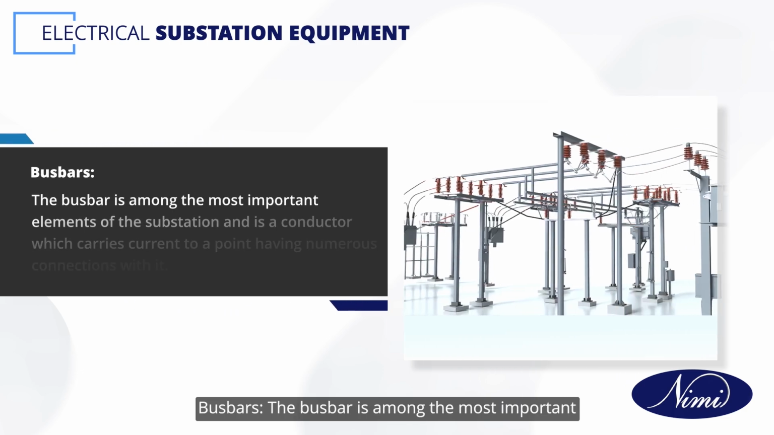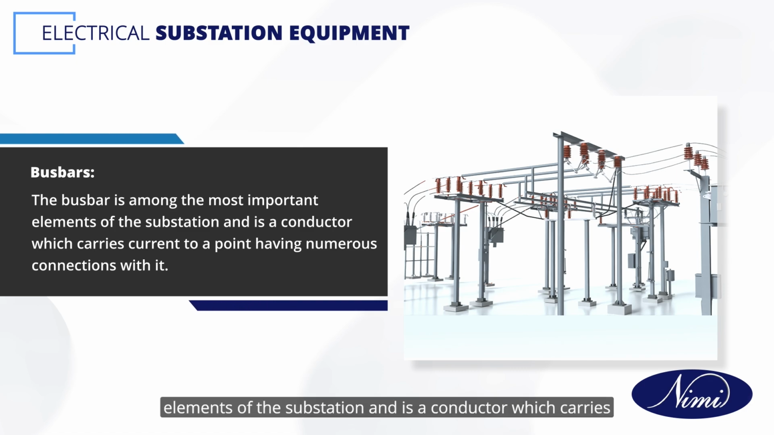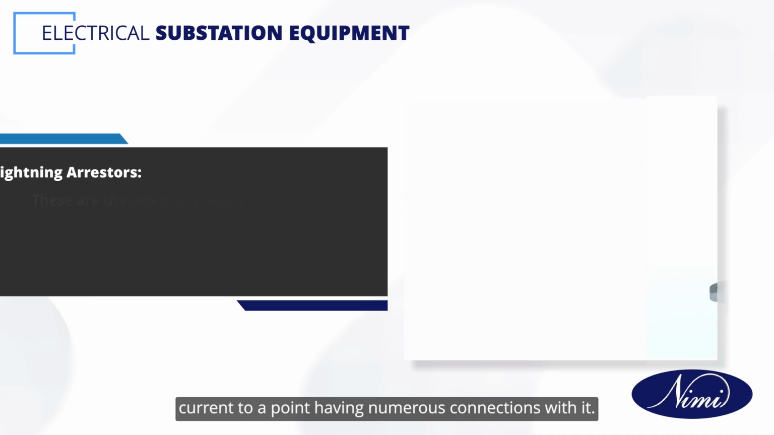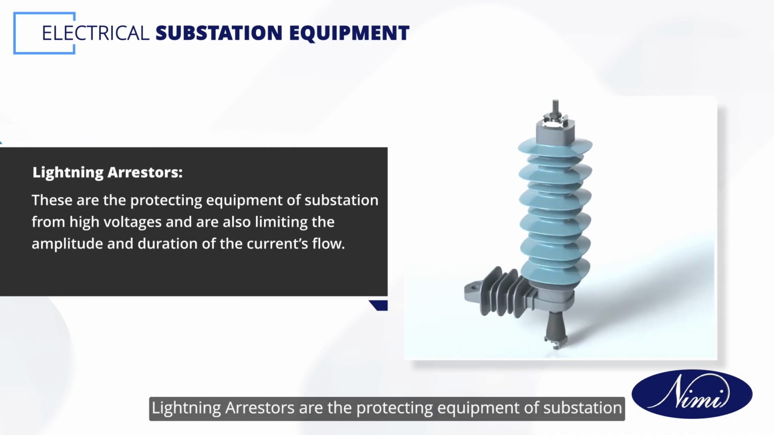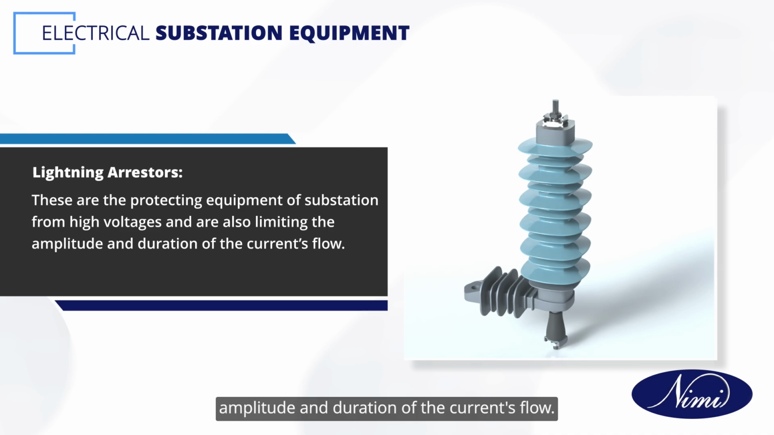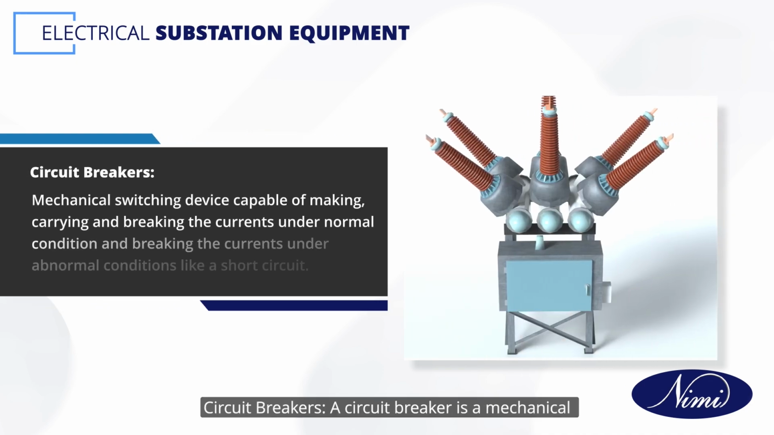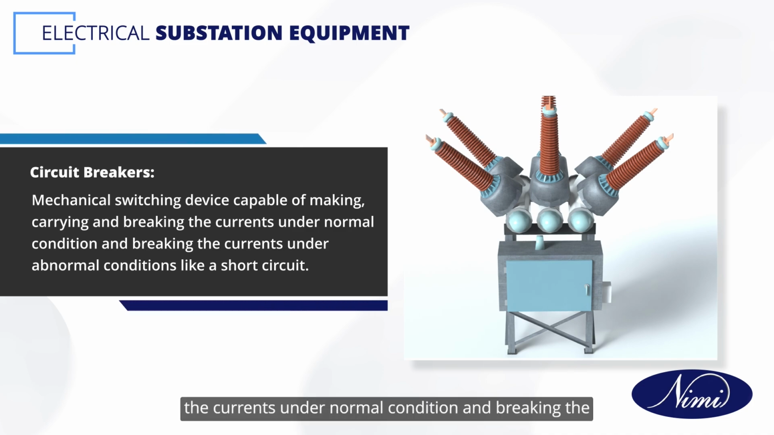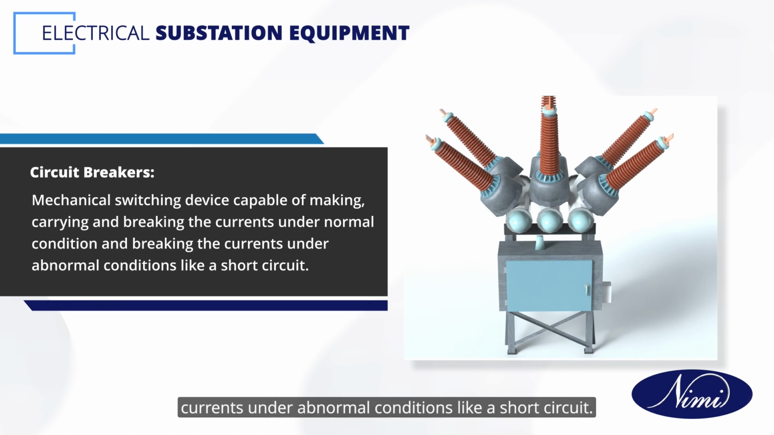Bus bars. The bus bar is among the most important elements of the substation and is a conductor which carries current to a point having numerous connections with it. Lightning arresters are the protecting equipment of the substation from high voltages and also limit the amplitude and duration of the current's flow. Circuit breakers. A circuit breaker is a mechanical switching device capable of making, carrying and breaking the currents under normal conditions and breaking the currents under abnormal conditions like a short circuit.